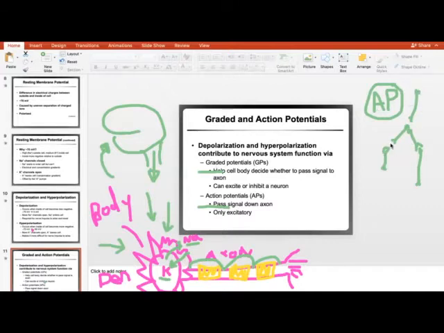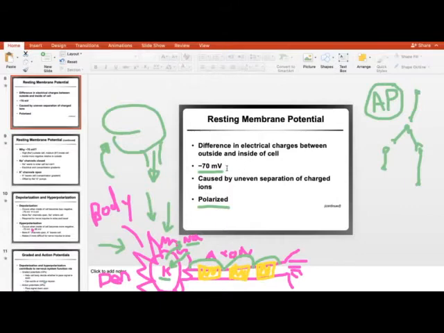But then sometimes there's one electrical potential that makes this negative 70 millivolt electrical potential in the cell change dramatically. And when this negative 70 millivolts changes dramatically, a full action potential can occur.